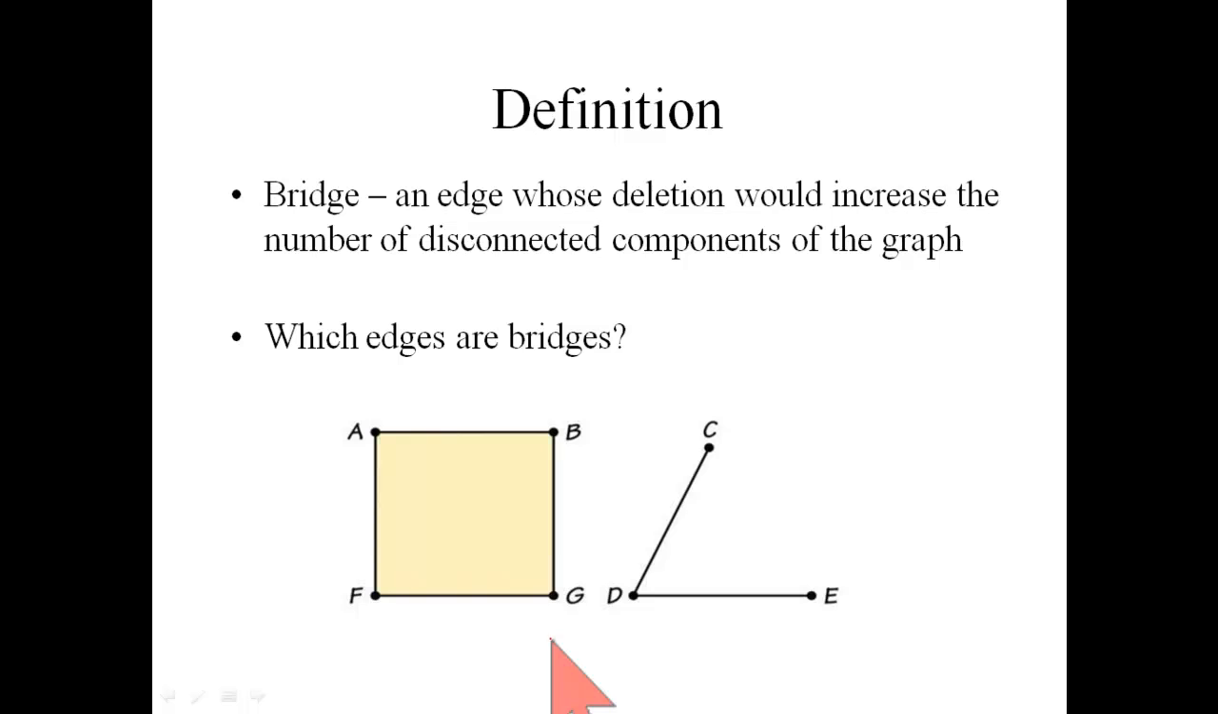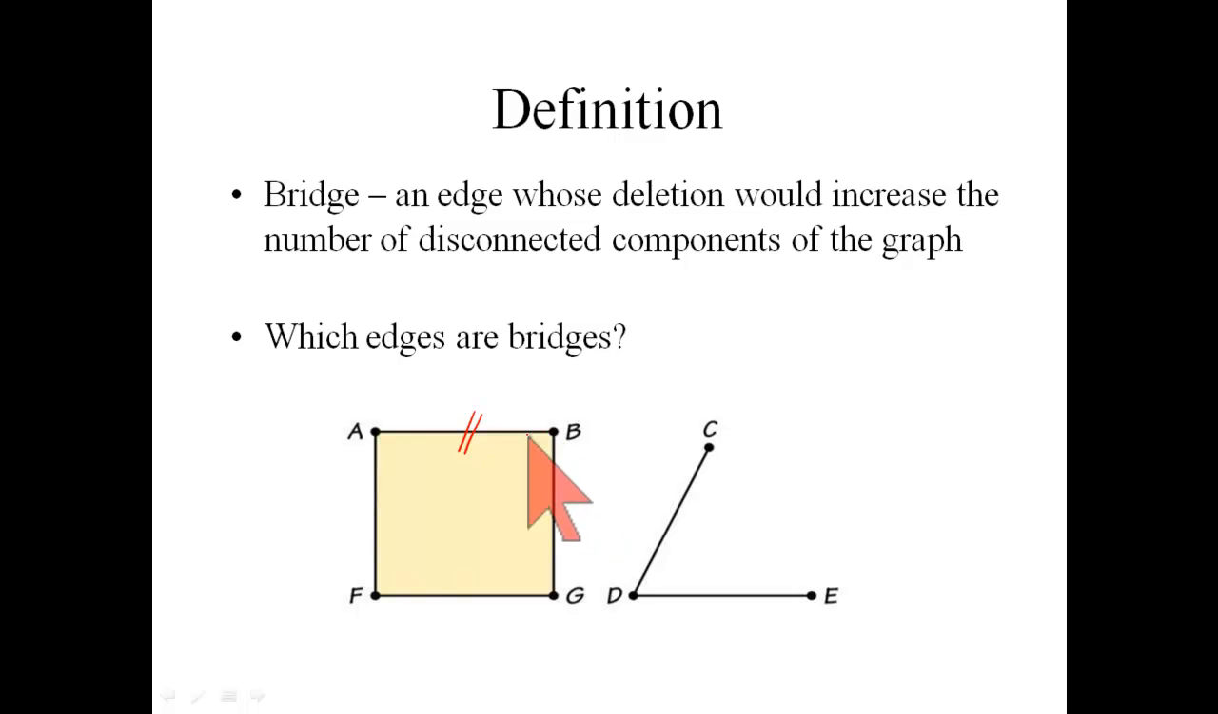Here's a graph with 7 vertices, A through G, and the graph is obviously not connected. You can't get from G to C, for example. So right now the number of disconnected components of this graph is 2. Here's 1, and here is the second. And now I say, what would happen if, for example, I deleted the edge between A and B? Now how many components are there if that edge AB is gone?